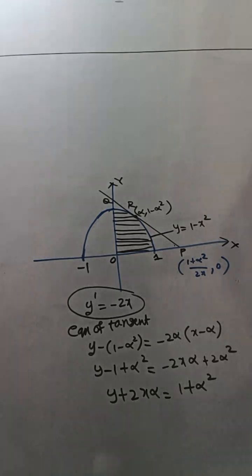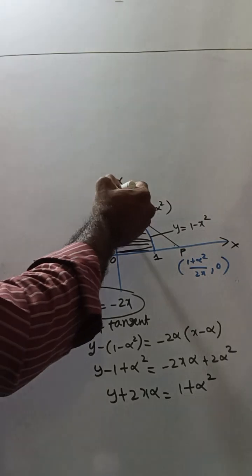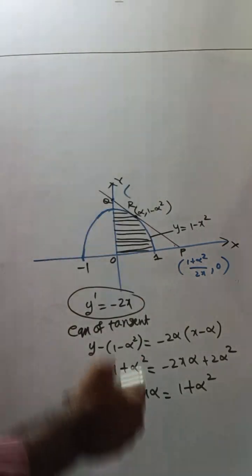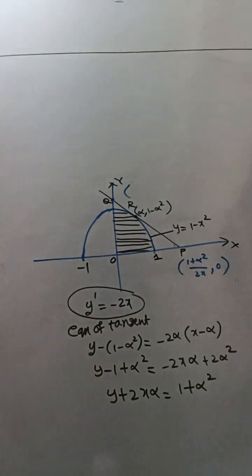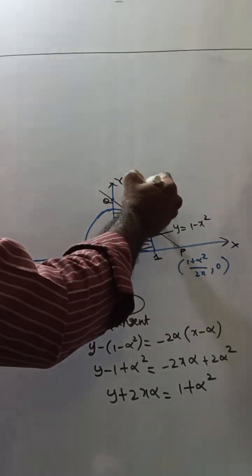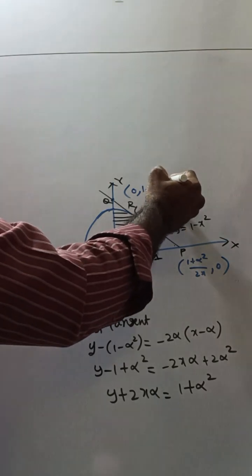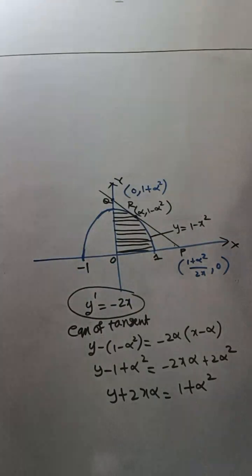Yes or no? Right. Again, when you find the point on the y-axis, it means put x equal to 0. So what is the point? The point on the y-axis is (0, 1 plus alpha square). Clear? Now what we need to do here is find the area of triangle OPQ.